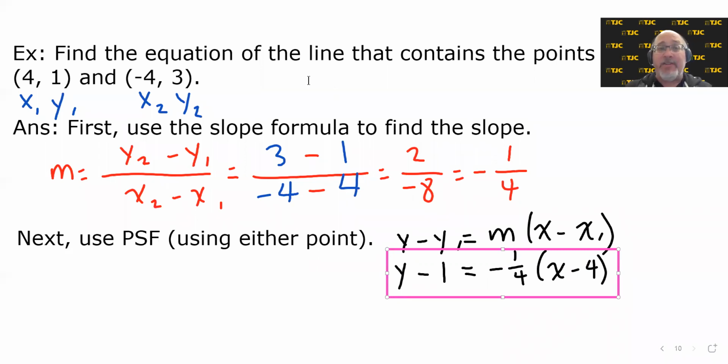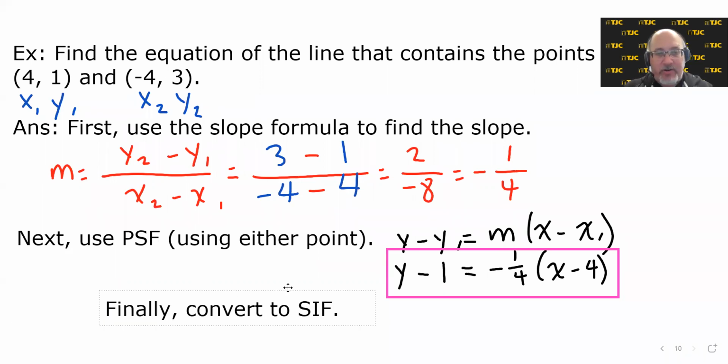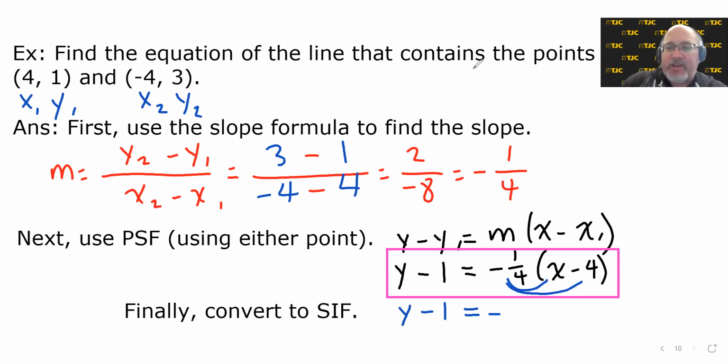But I'm telling you right now, many of these problems will conclude by saying, finally, convert to slope-intercept form, which isn't nearly as hard as it may seem, even though there's a fraction in there. Because when we distribute this, the multiplication is going to make the fraction disappear. We get y minus 1 on the left because nothing's changing. -1/4 times x is -1/4 x, not a whole lot to look at there. But on the second end of the distribution, we have -1/4 times -4.